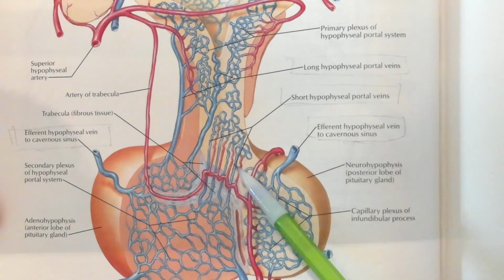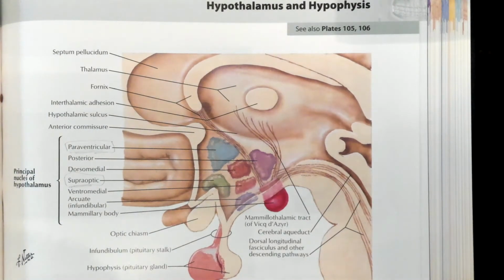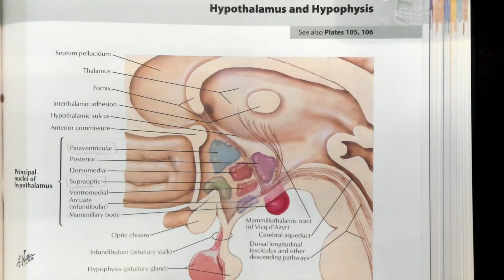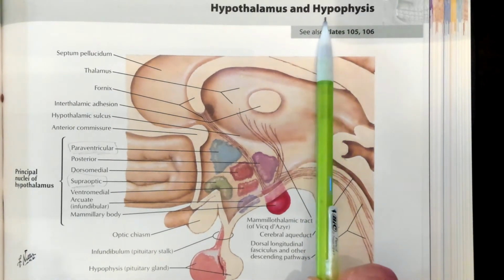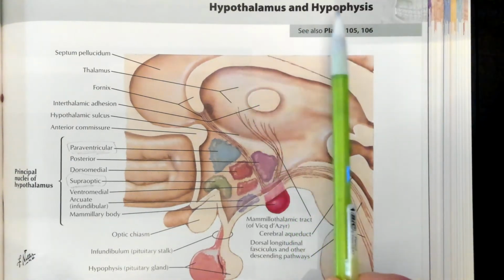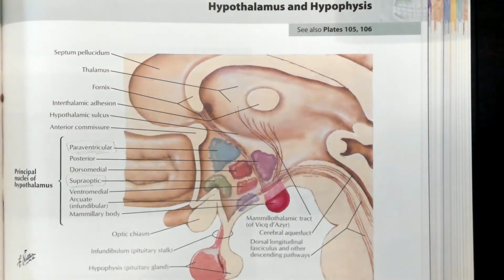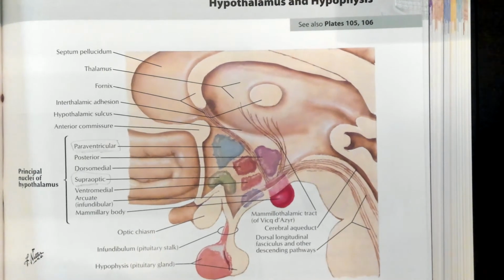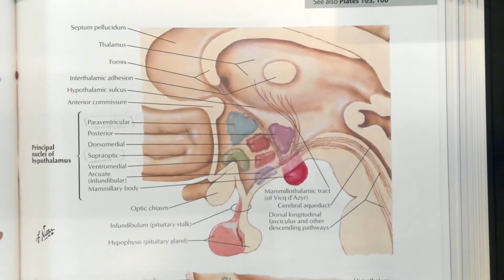The last segment of this lecture is going to go over the hypothalamus and the hypophysis, otherwise known as the pituitary gland, and their interactions in order to make hormones. I'm using Frank Netter's Atlas of Anatomy because it has some of the best drawings for this, and I just want to orient everyone to this part of the brain here.